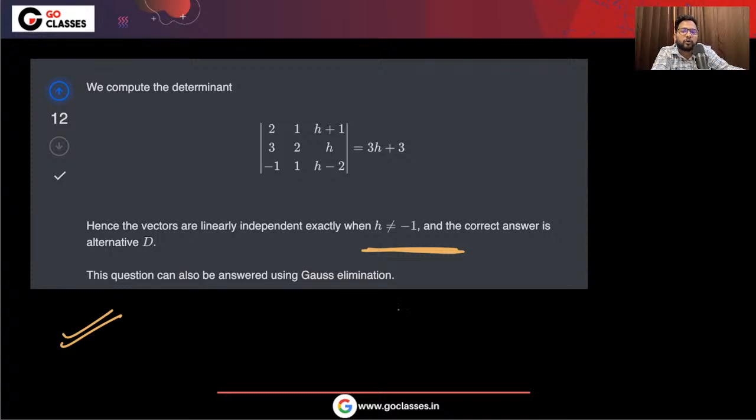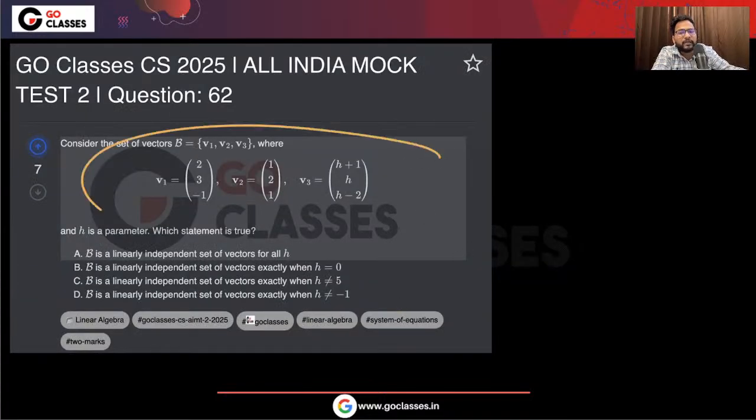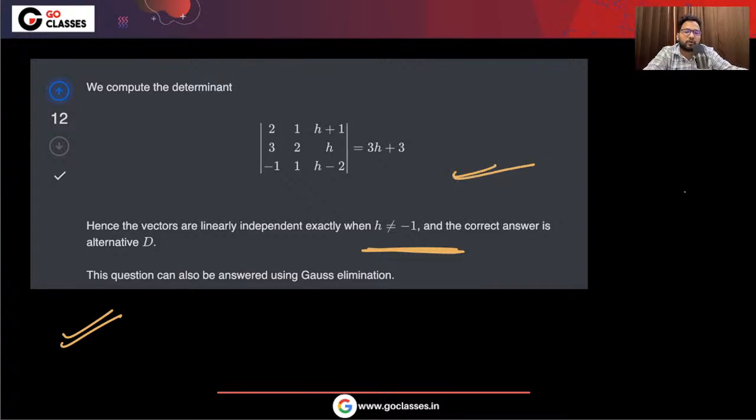You want all of these three to be linearly independent. So you want the determinant to be non-zero, so that all of these are linearly independent. If the determinant is zero, then the columns are linearly dependent. If the determinant is non-zero, then the columns are linearly independent. So this is an easy question, I guess. Let me know if there is any doubt in this question.